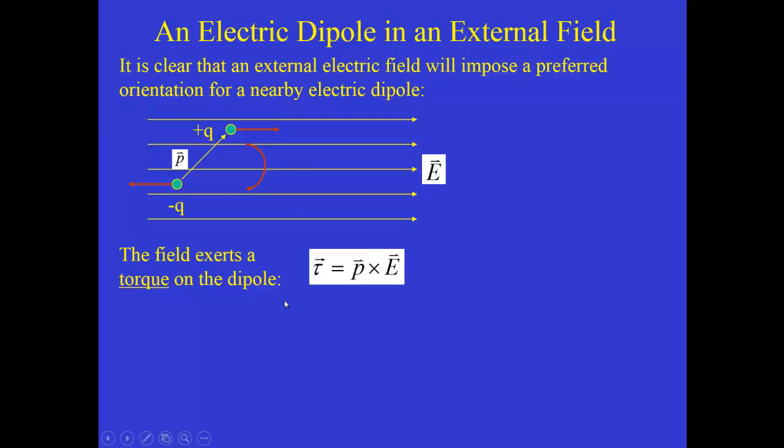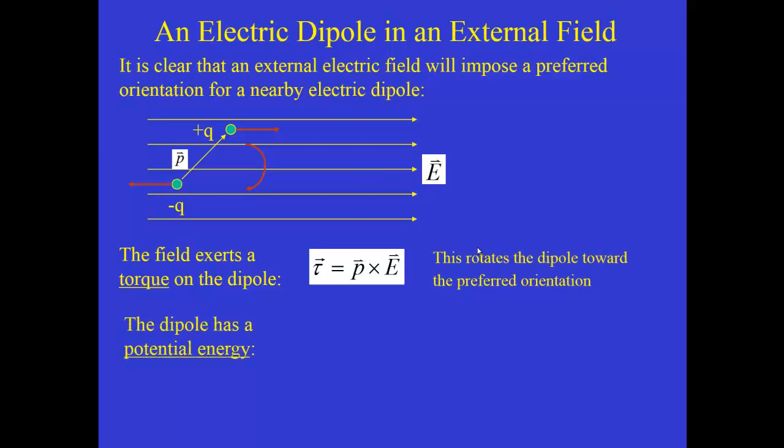And here in my diagram, it's a good idea to check to see if you remember how to do cross products. P cross E is in the direction into the page. So if you point your thumb into the page, your fingers curl around your thumb in the direction of the rotation sense. So the dipole released in this picture would rotate in the clockwise direction so that the P vector would more properly align with the applied electric field. So that's the preferred orientation.